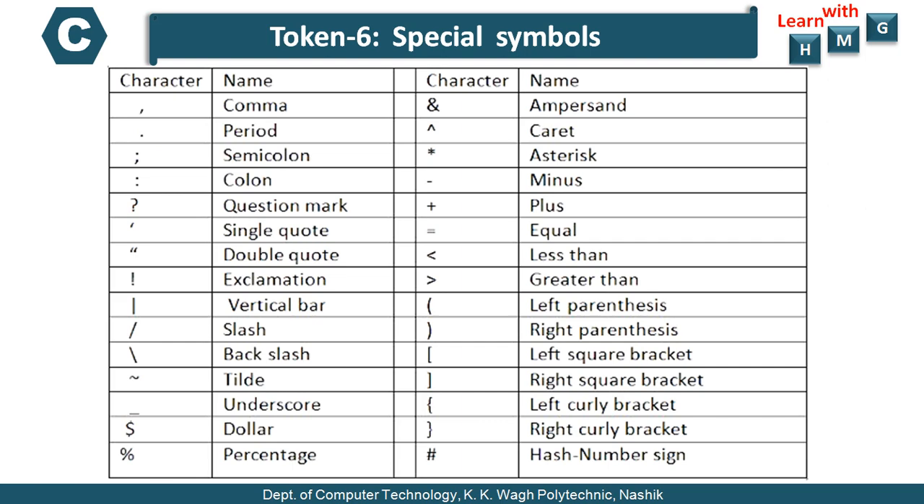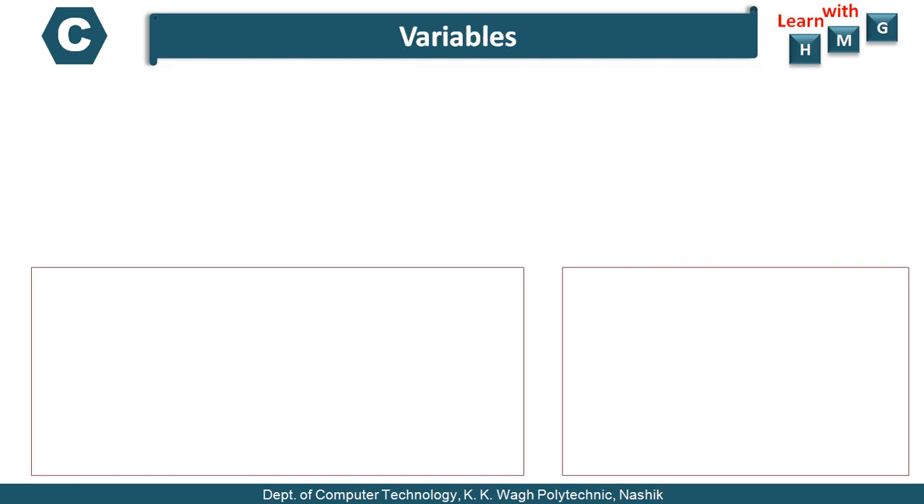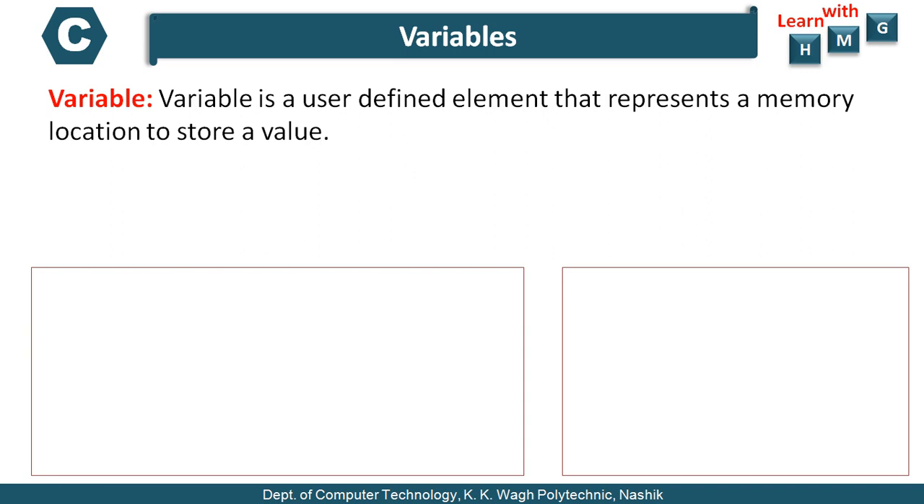Now let us see another concept, that is a variable. What do you mean by variable? Because in my previous explanation, many times I told you about variables. What is that variable? A variable is a user defined element that represents a memory location to store a value.